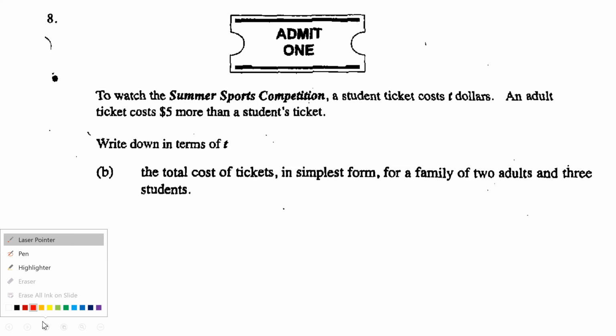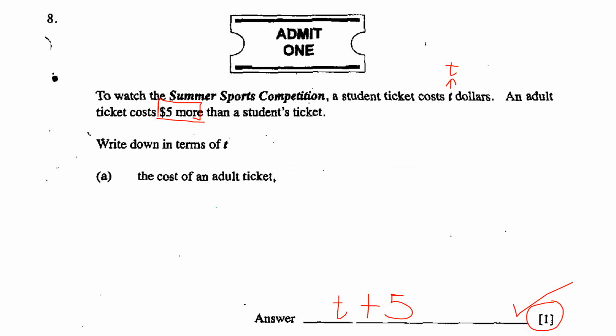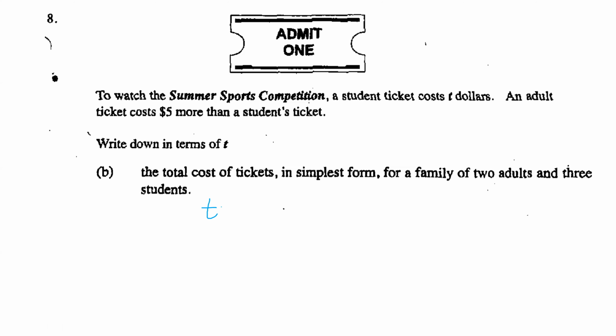So let's first deal with the adults. How much is the adult ticket? We already found it from the beginning. That's T plus 5. So the adult's ticket is going to be T plus 5. Now remember, how many adults do we have? We have two adults. It's going to be T plus 5 plus T plus 5. So that's going to be the cost of the two adult tickets.